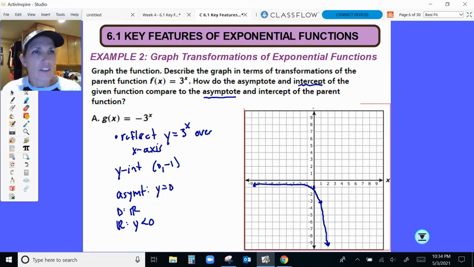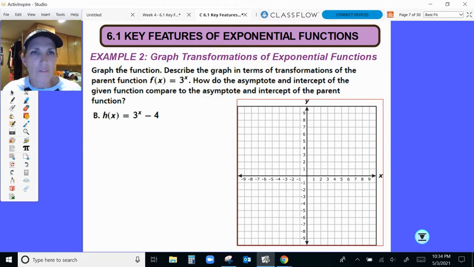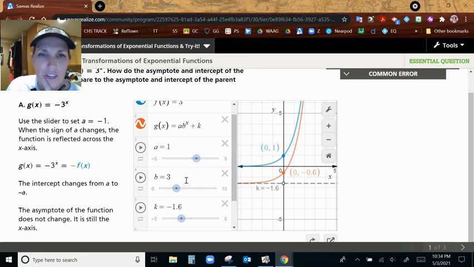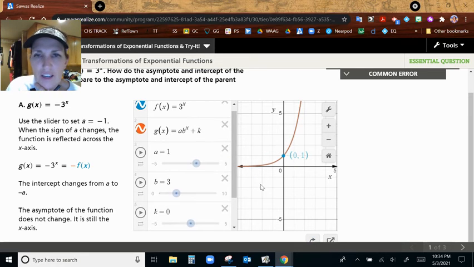All right, so let's take a look over here. Graph this function. Describe the graph in terms of the transformations again. So now we have the same 3 to the x graph. The only thing we're going to be doing is shifting this down 4. So let's go back to our little tool here and see what happens. We have this 3. Let's reset this. What happens if we take k and just shift it down 4? It just shifts down 4, right?